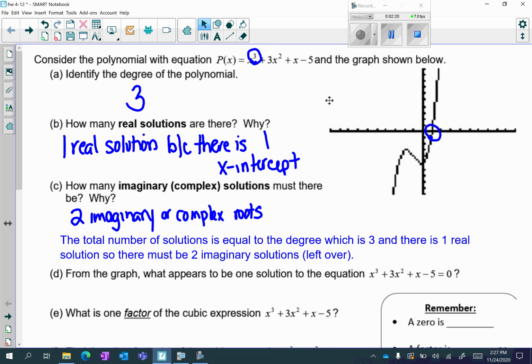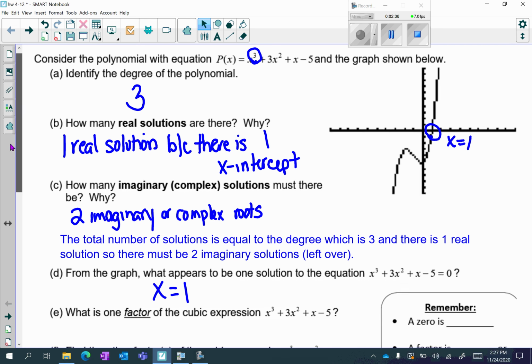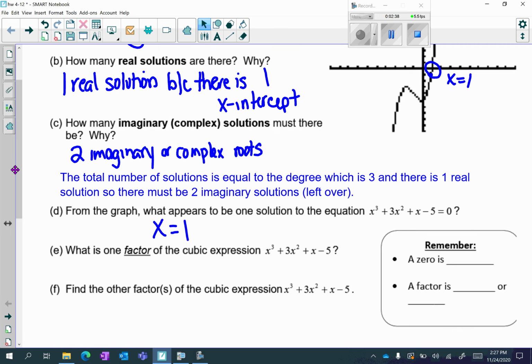From the graph, what appears to be one solution to the equation? So if I'm looking at the graph, I'm identifying an x-intercept as a real solution. So my real solution is x equals 1. What is one factor of the cubic expression? So remember, a factor has to be an x plus or an x minus. So a zero is x equals a number, a factor is x minus a number, or x plus a number.